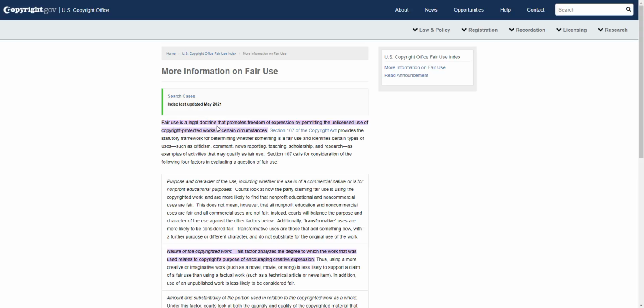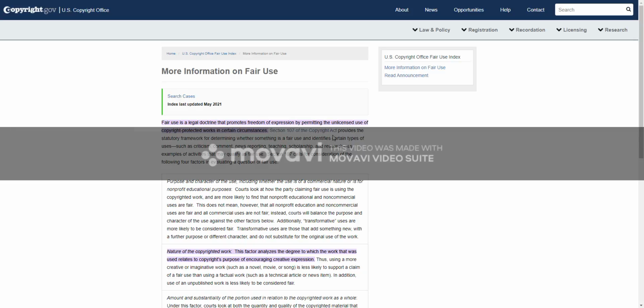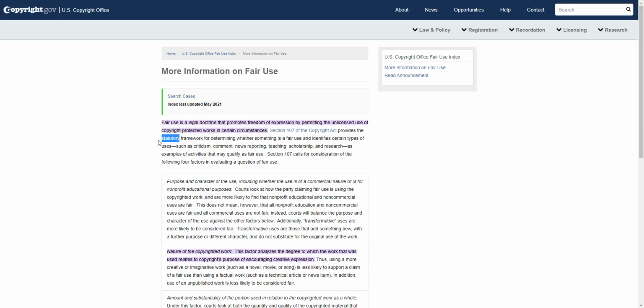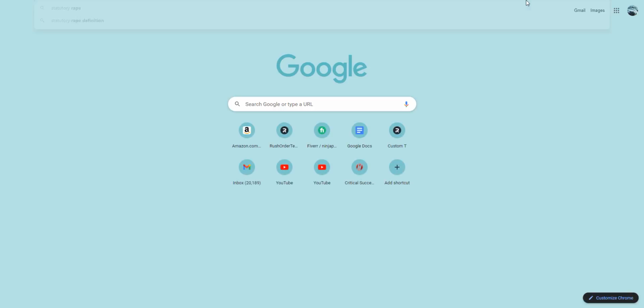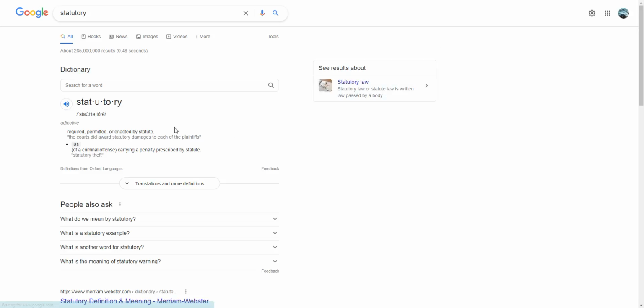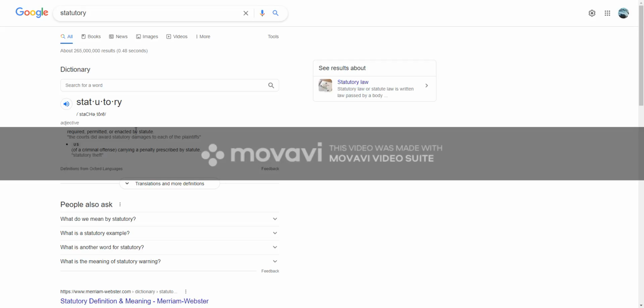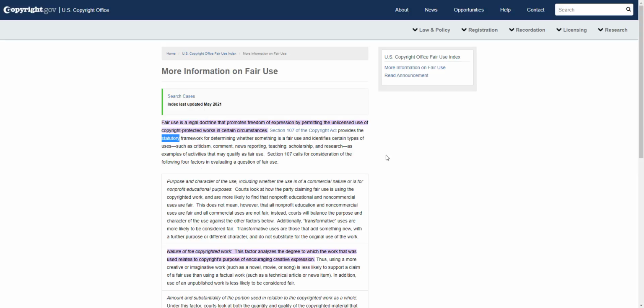Fair use is a legal doctrine that promotes freedom of expression by permitting the unlicensed use of copyright protected works in certain circumstances. Section 107 of the Copyright Act provides the statutory framework. Let's see, what does that mean? Statutory: required, permitted, or enacted by statute. Okay.